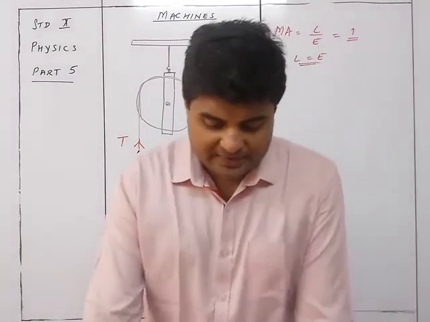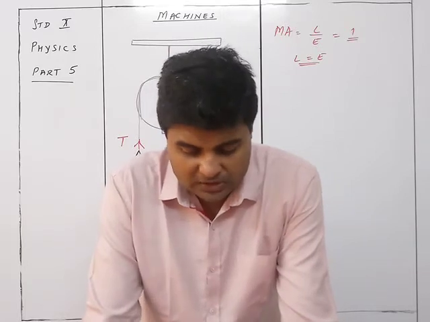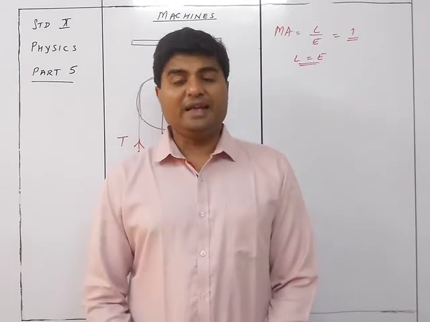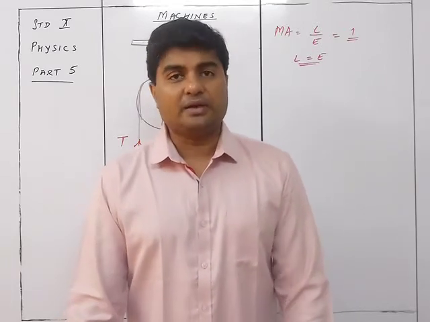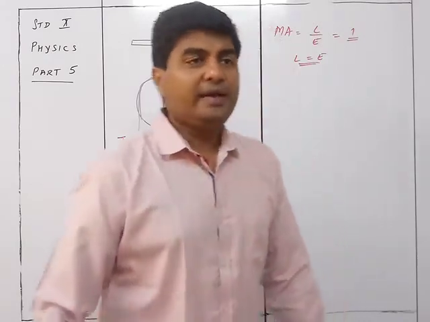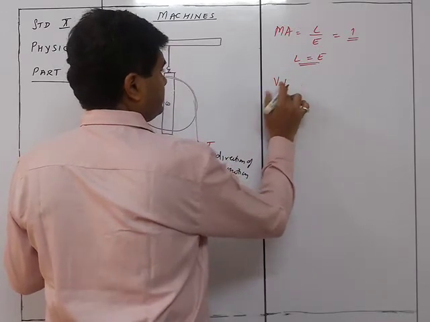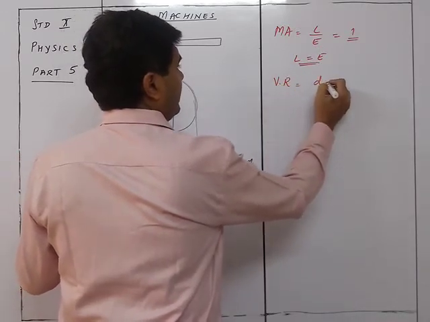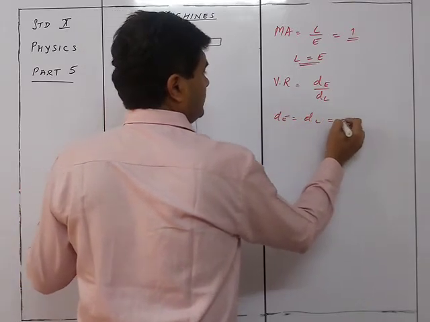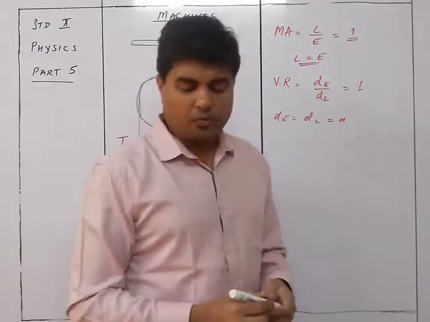So that's why it is seen that if the point of application of effort E moves a distance D downwards, the load also moves the same distance D upwards. Therefore, DE is equal to DL, and DE is D and DL is also D. Therefore, DE upon DL is D upon D, which is equal to 1. So you can see that velocity ratio is DE upon DL, which is equal to 1. So that's why we see velocity ratio and mechanical advantage both are 1.